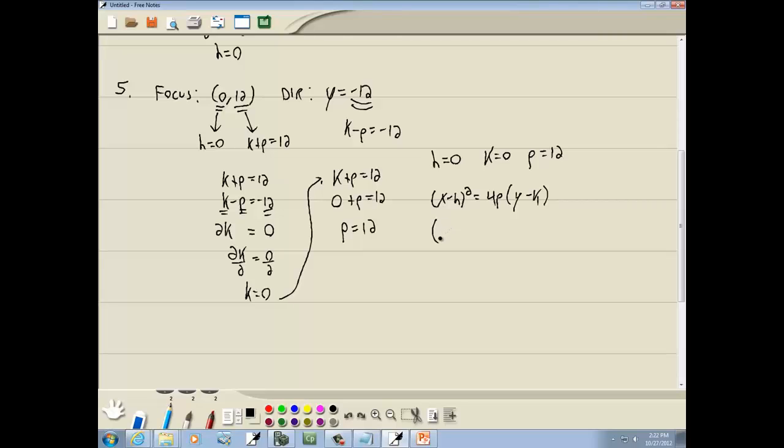Well, h we said was 0, so let's plug that in. X minus 0 squared. P is 12, so we'll plug that in. And k is 0, so plug that in. Well, x minus 0 is x, so that's x squared. 4 times 12 is 48, and y minus 0 is y. So our answer is x squared equals 48y.